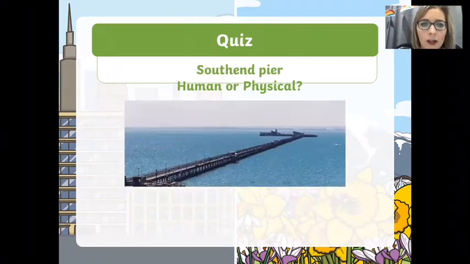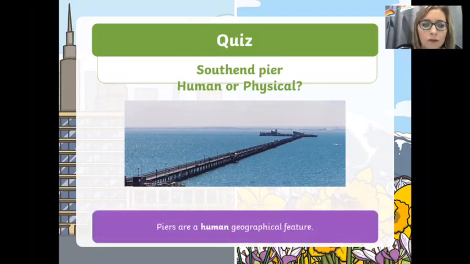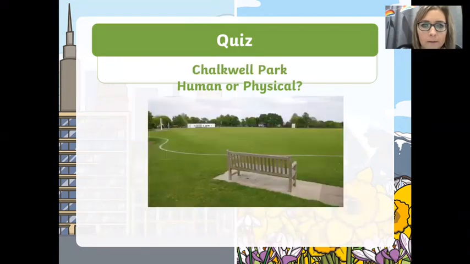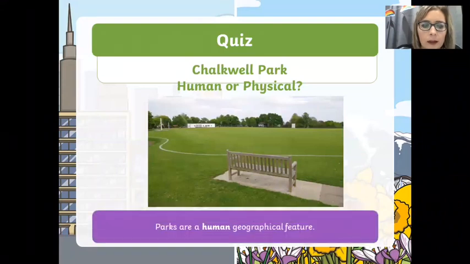Southend Pier, human or physical? That's right, piers are a human geographical feature. They've been put there by humans that wouldn't have been there naturally. Chalkwell Park, human or physical? Parks are a human geographical feature.